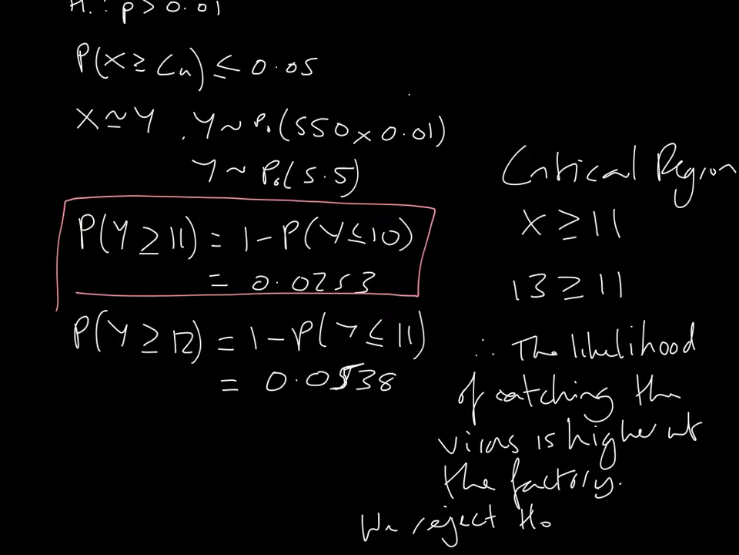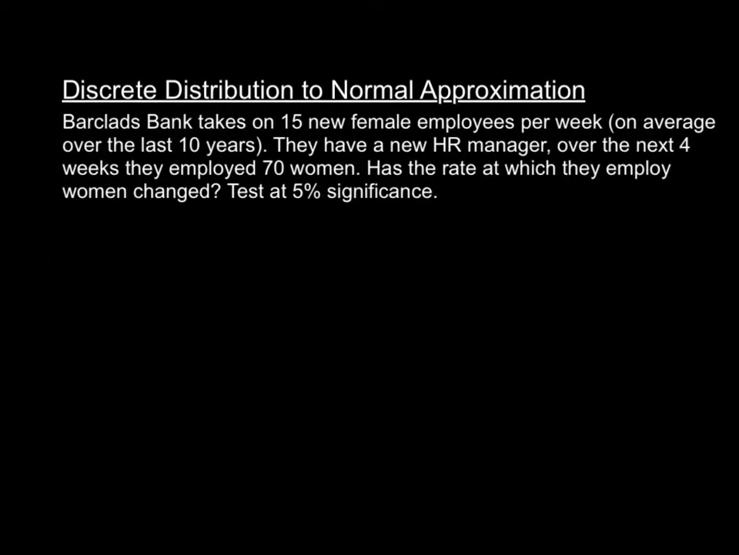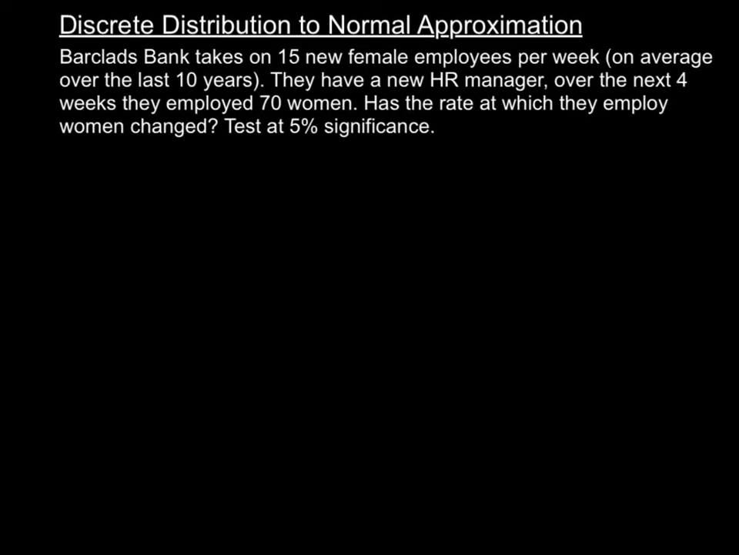Let's now move on to where we have to do a normal approximation. So going from a discrete distribution to a normal approximation. Let's read the question. Barclays Bank takes on 15 new female employees per week on average over the last 10 years. They have a new HR manager, over the next 4 weeks they employed 70 women. Has the rate at which they employ women changed?